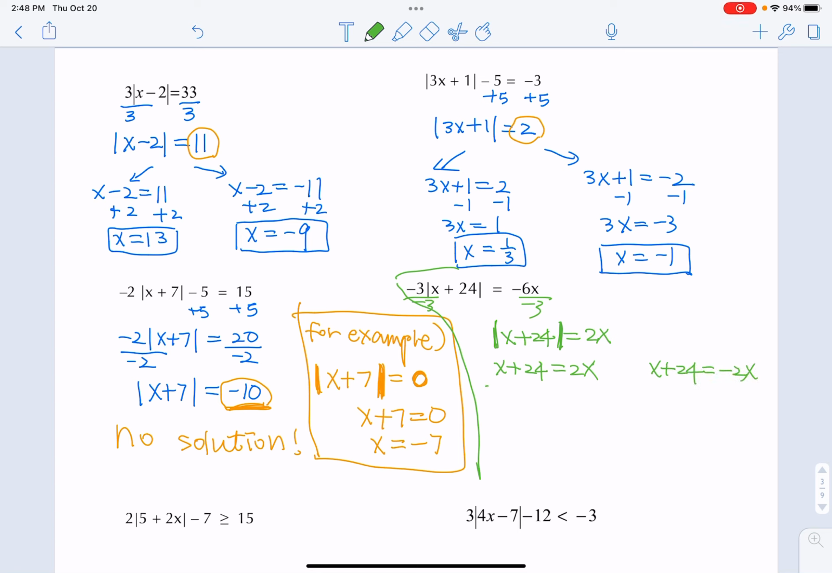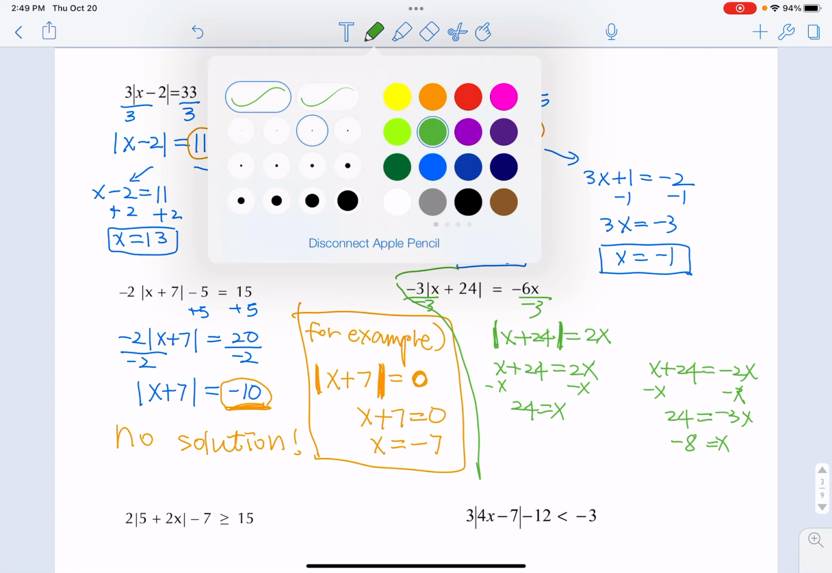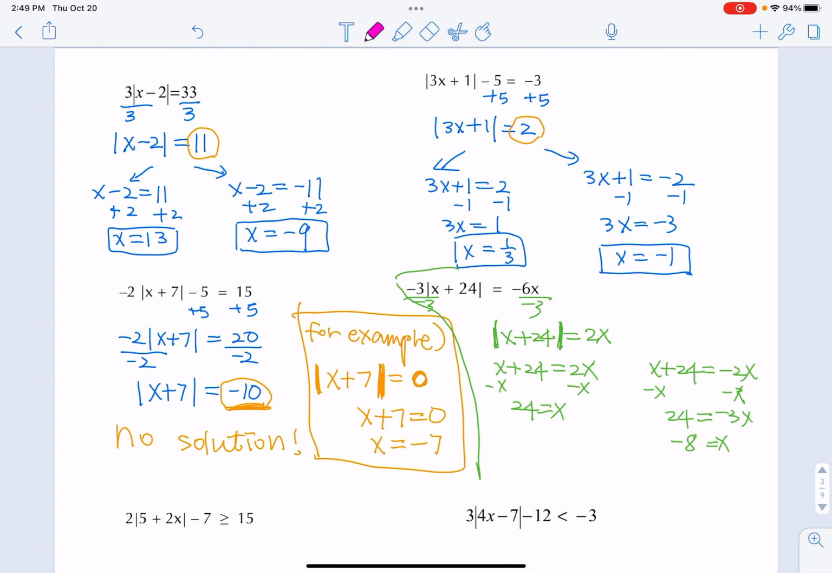And you solve it. You subtract x on both sides. So 24 equal to x. That's one solution. And then for the other, you subtract x on both sides. Negative 3x equal to 24. So x equal to negative 8. For this case, we have to check if it is right or wrong in the original equation.